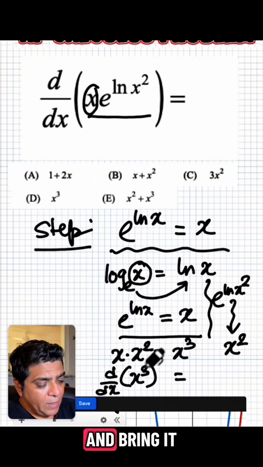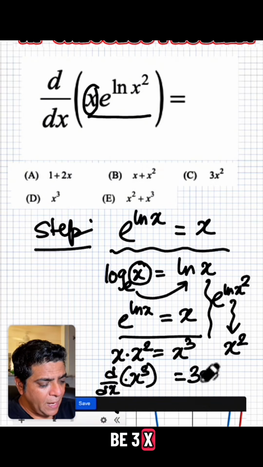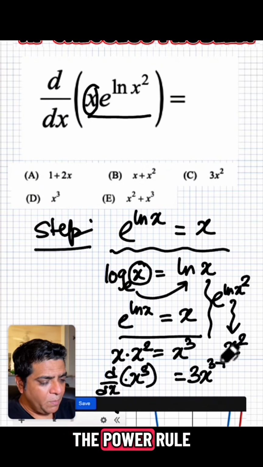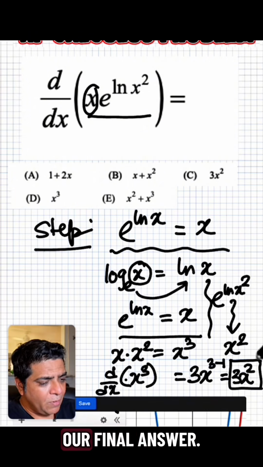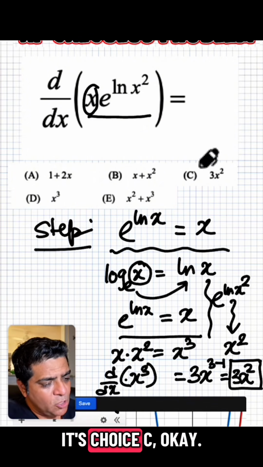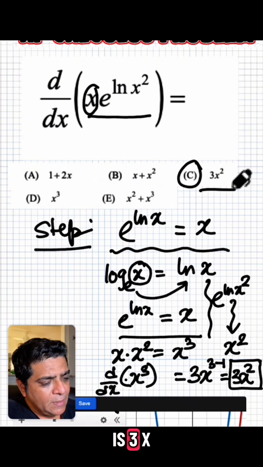So we're going to bring the 3 to the front. So that's going to be 3x to the power 3 minus 1. Okay, so that's the power rule of derivatives. This is equal to 3x squared. So that is our final answer. In this case, it's choice C, 3x squared.